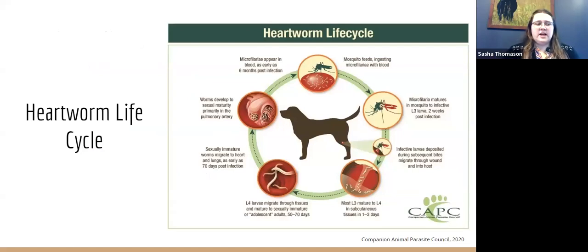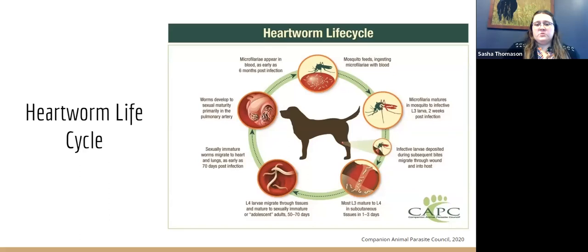So you see it there at the top. The mosquito is going to bite a dog that is already infected. And when that mosquito takes the blood meal, it ingests the microfilaria that are in the blood. The mosquito flies away. The microfilaria mature in the mosquito's gut to be infective, and they move up to the mouth parts. And then once that mosquito bites another dog, the larvae are deposited into that area, and the microfilaria work their way into the bloodstream.